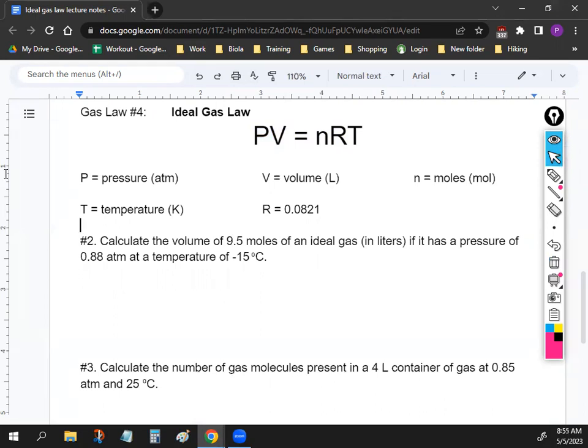So let's look at this problem. It says calculate the volume. So we're looking for the volume of 9.5 moles. Which of these variables is 9.5 moles?